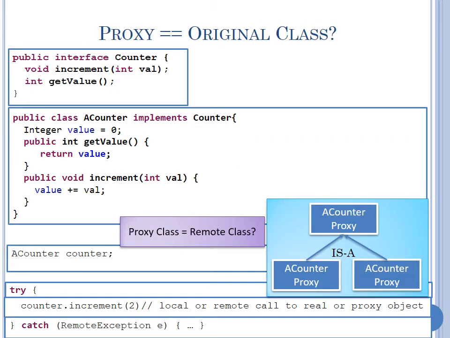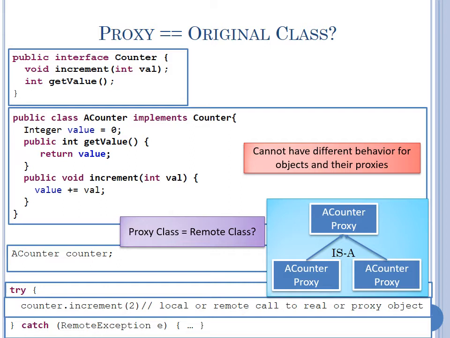So every class T is a T. Any class C is a C. Okay, so we can say that, look, maybe counter proxy and counter are the same class. Okay, that would meet this requirement.